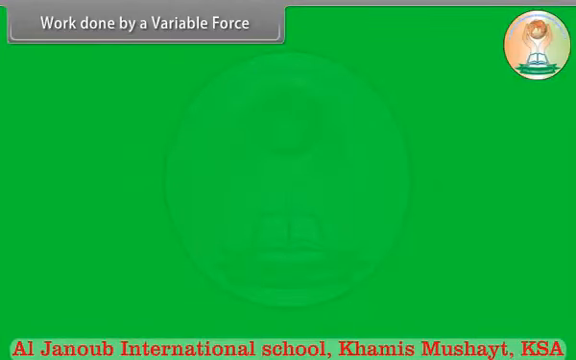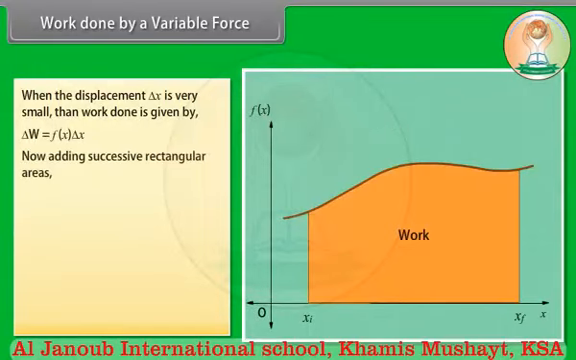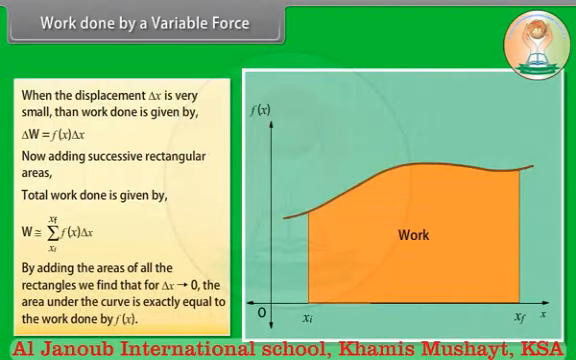Work done by a variable force. When the displacement delta x is very small, then work done is given by delta W = Fx delta x. Now, adding successive rectangular areas, total work done is given by W approximately equals the summation from initial position xi to final position xf of the product of Fx and delta x. By adding the areas of all the rectangles, we find that for delta x tending to 0, the area under the curve is exactly equal to the work done by Fx.